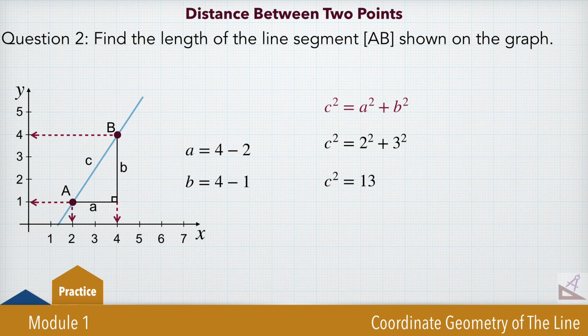To find c, we must get the square root of the other side. So c is equal to the square root of 13. In this question, we do not need the plus or minus, as length is always positive. Therefore, the length of the line segment AB is the square root of 13.